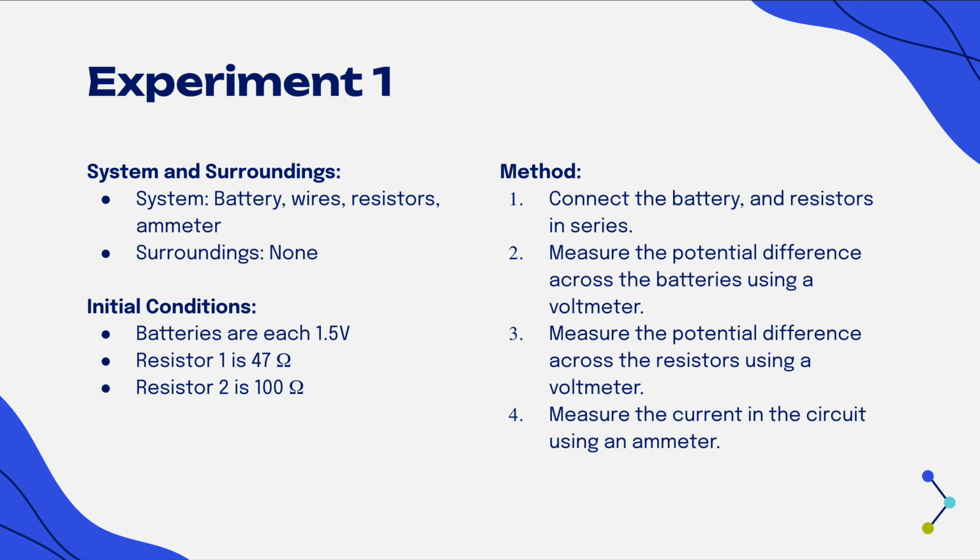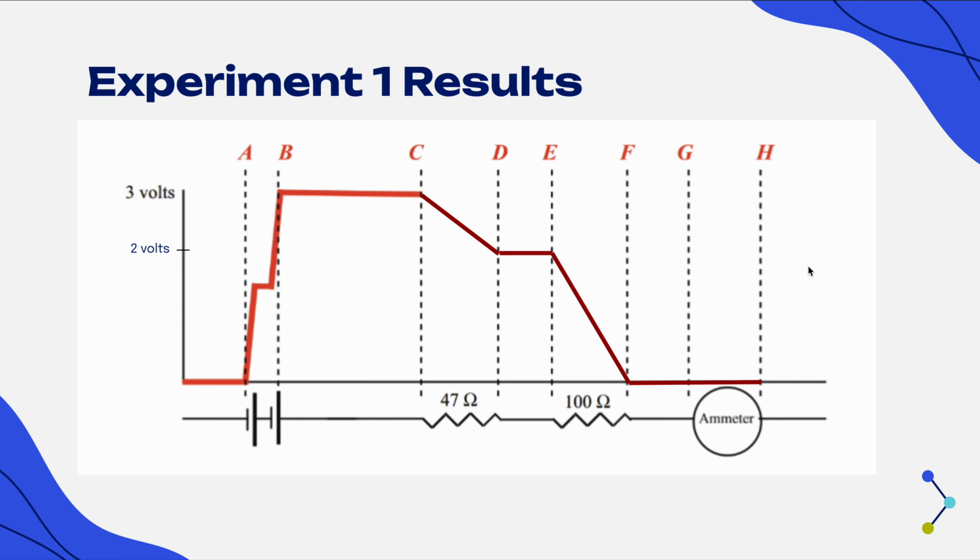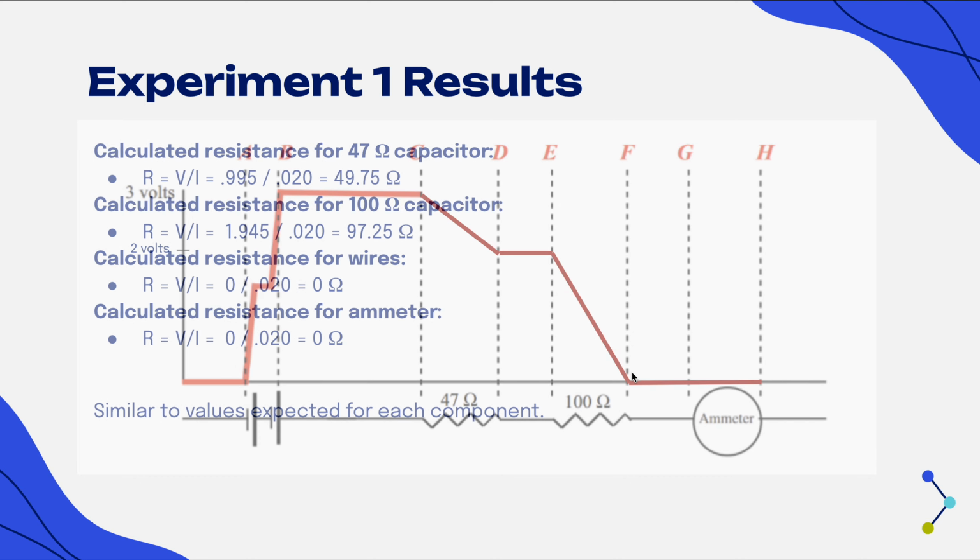So for the first experiment, the system is the battery, wires, resistors, and ammeters, and there weren't any surroundings to consider. For the initial conditions, we just connected the battery and the resistors in series, and then measured the potential difference across each component, and then also the current at the end. As you can see, across the battery the potential difference listed there is 3. Across the 47 ohm resistor, it's around 1.995, and across the 100 ohm resistor, it's around 1.945. Using these values, these can be graphed, showing how across the battery it increases and then decreases to around 2 volts across the 47 ohm resistor, and then back down to 0 at the end.